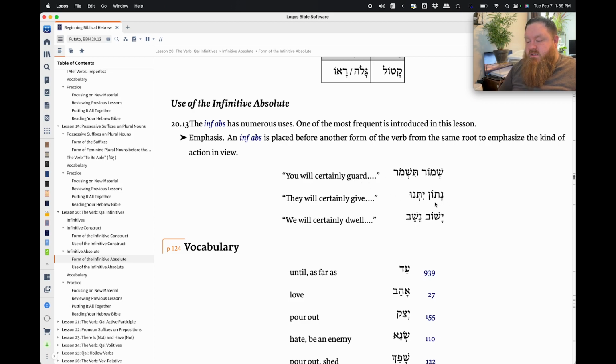Then we've got naton, yitnu. Yitnu here is going to be they will give. Naton is going to be that intensification. So they will certainly give, they will surely give, something like that. And then you've got yashov intensifying neshev. So here, don't think that yashov means certainly. It doesn't mean certainly, but this is how we would kind of emphasize this in English. So yashov neshev would be, we will certainly dwell, or we will surely dwell.